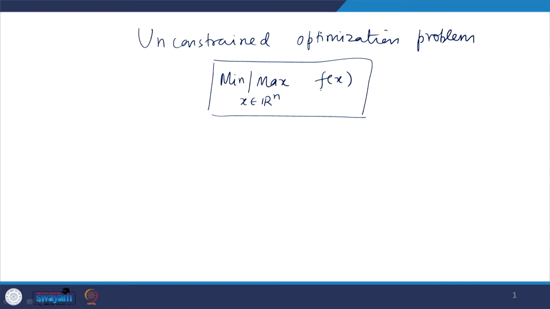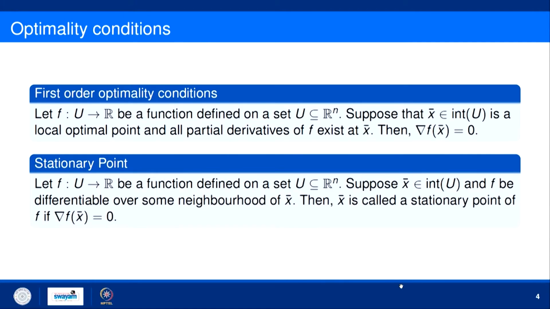So how can we find the points of local maxima or local minima for this f? What are the necessary and sufficient conditions for this problem P? Suppose this problem is P. What are the necessary conditions for this problem P by which we can find the various points of local maxima or local minima of this f? Let us try to understand those conditions.